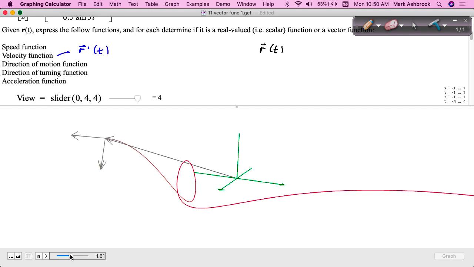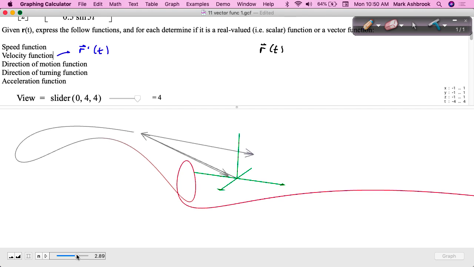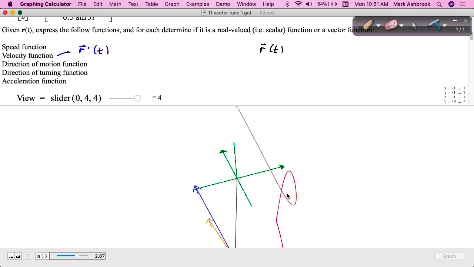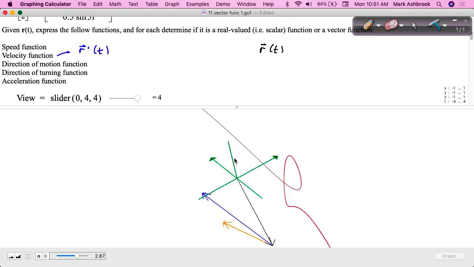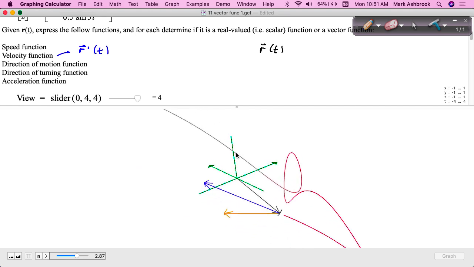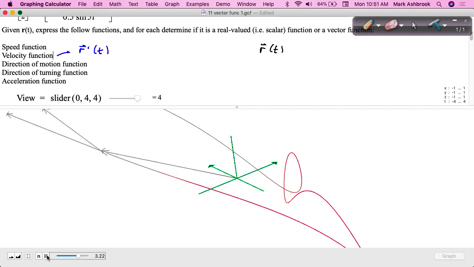Here's t of 1.81. Now it looks like it's orthogonal to the blue one. Here in the back. I know, I think it's really cool too. So here now facing from the back side. Here's the velocity vector, the blue one. What is this gold vector? Acceleration. Okay. It's acceleration.